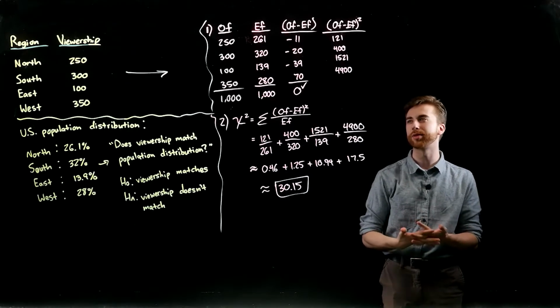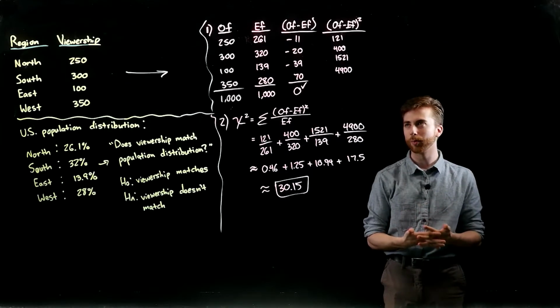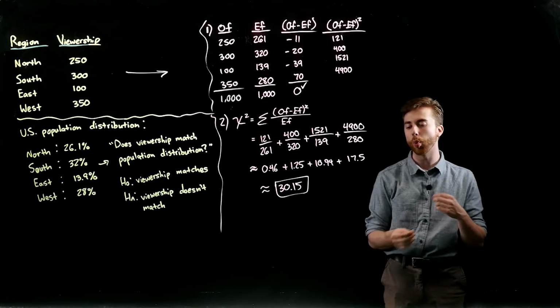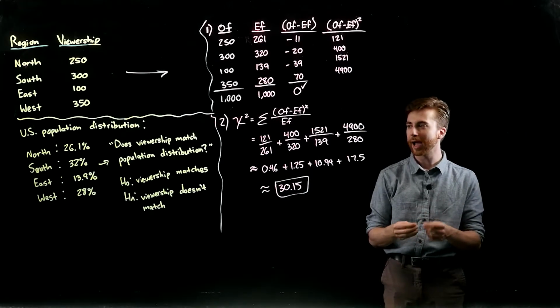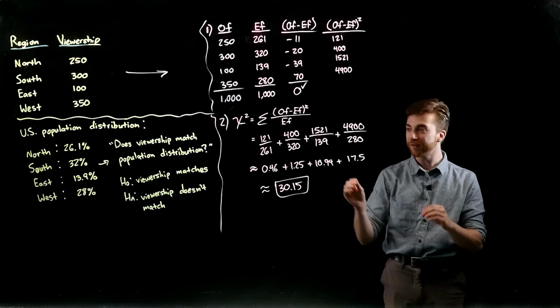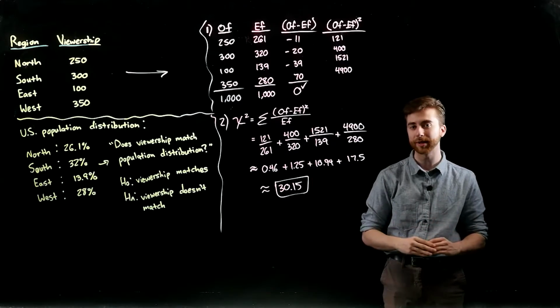And now we have to come up with our expected frequencies. Well, really the expected frequencies are going to be what the numbers would be if our hypothesis was true, if the viewership did match the population distribution.